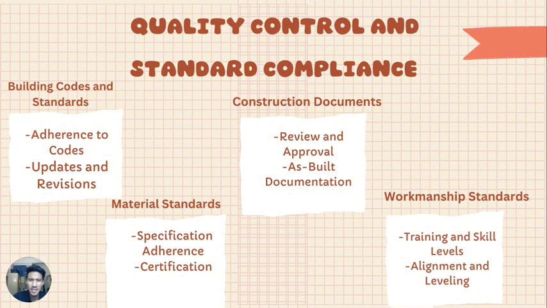And the last one is the workmanship standard, training and skill level, alignment and leveling. Training and skill level: must ensure that the bricklayer possesses the necessary training and skill to meet the workmanship standard. And also for alignment and leveling, regularly check the alignment and leveling of brick to ensure the structural integrity and aesthetic of the finished work.